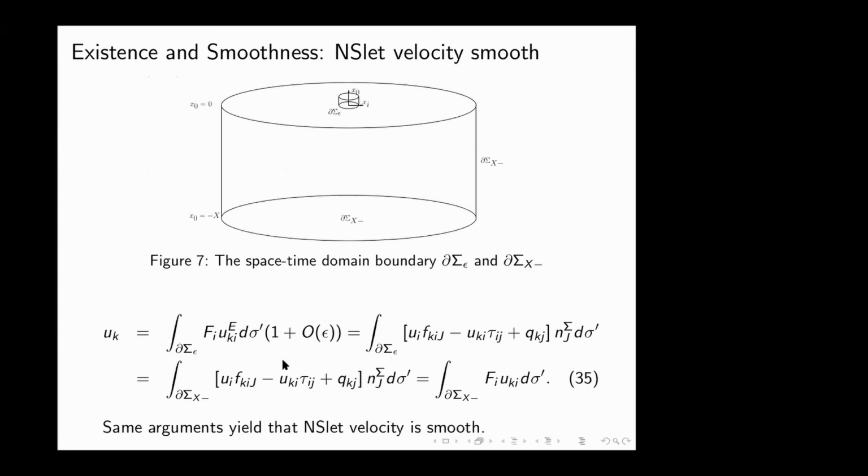And I can do a similar thing for the Navier-Stokes velocity. So I know the Navier-Stokes velocity close to its origin behaves like the Eulerlet, so I can represent it as a boundary Eulerlet distribution. And then that is represented by an integration. Then again, I can deform it as a far field boundary. And then because I've deformed it as a far field boundary, the same analysis I did for the Navier-Stokes velocity applies. So the Navier-Stokes velocity must also be smooth.